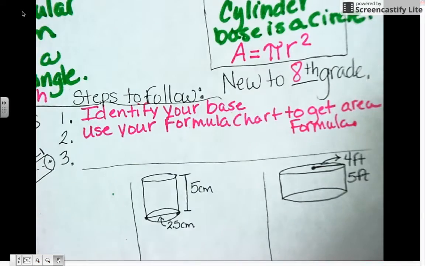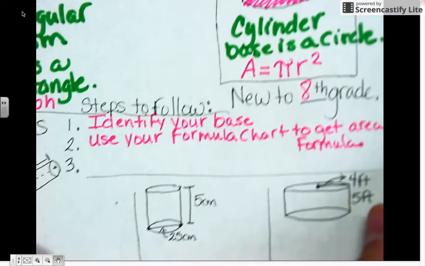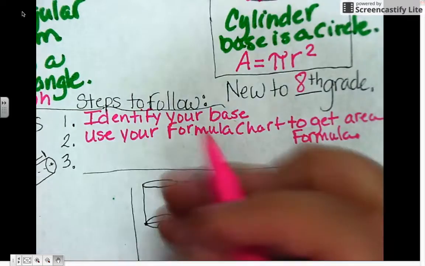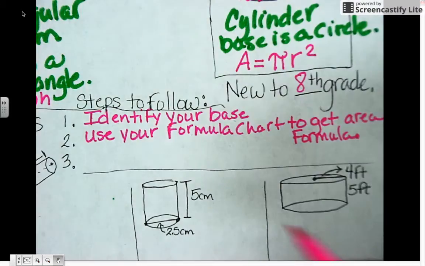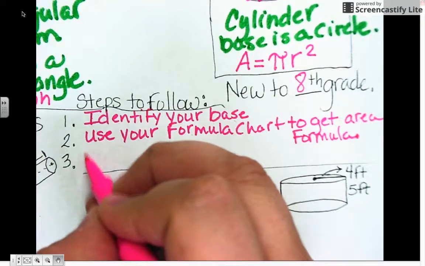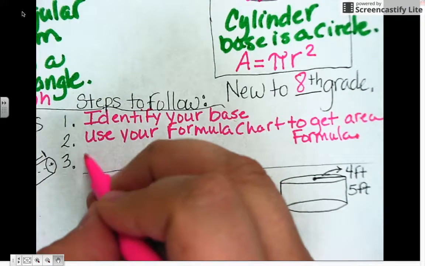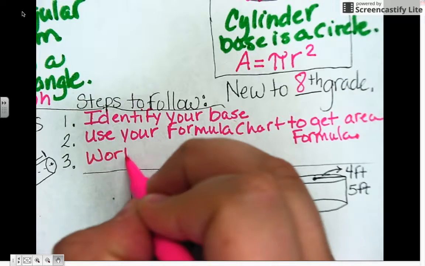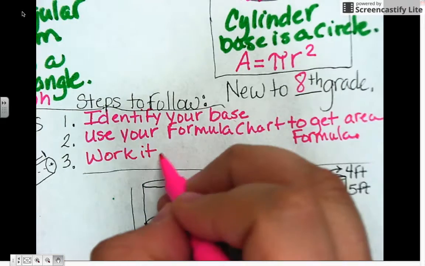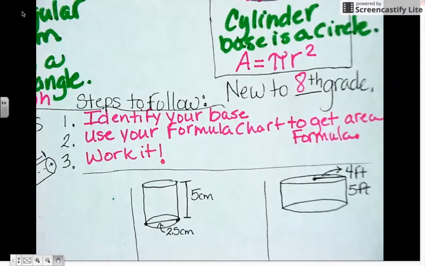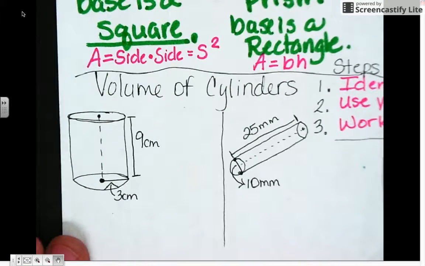And last but not least, use the numbers from your problem to work it. So we're just going to put work it. You guys know. You guys are good anyways. So you need to identify your base. You need to get the formula for your base from the formula chart. Then you can go back and work it. So let's do one together fast, and maybe we can get through this one with enough time.